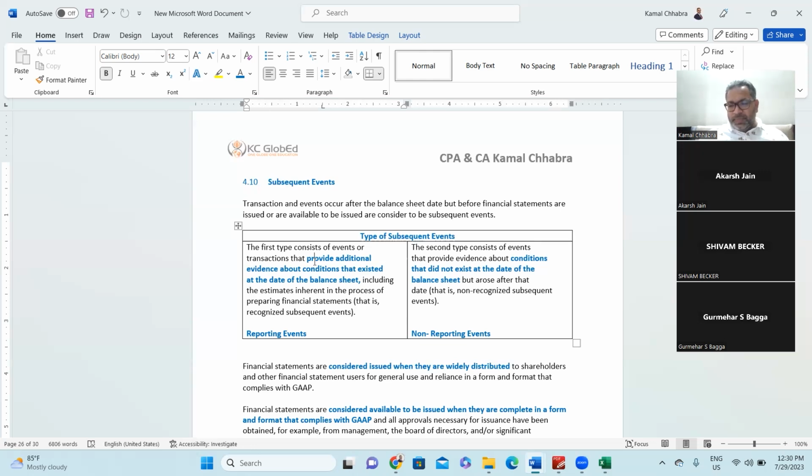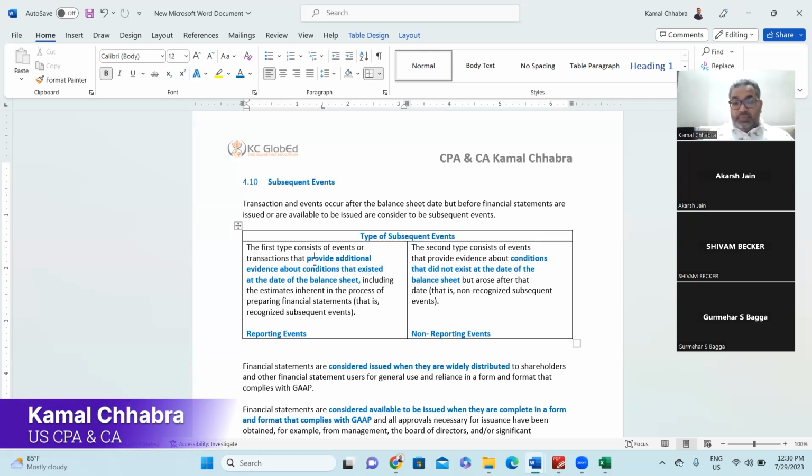Anything else? Sir, if just one event happens that raises a question on going concern, could it be a non-reporting event? No, Ayush, that is a reporting event. If before the signing of the financial statements any such thing happens that may impact the going concern, it is a reportable event. So partially you guys were right.